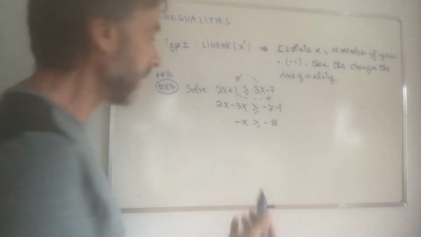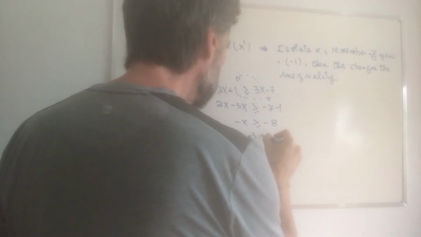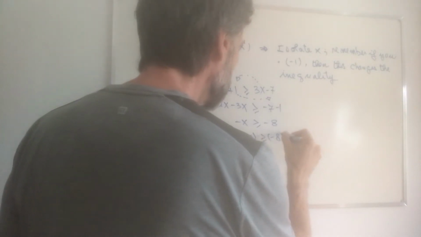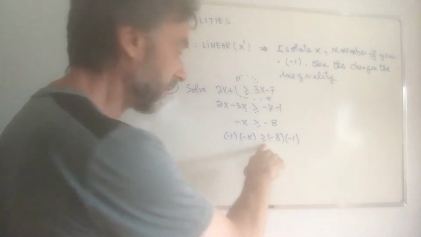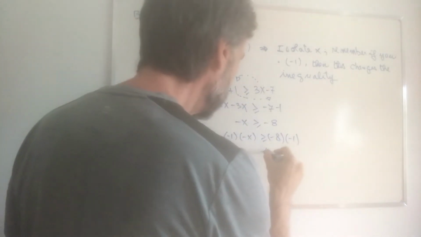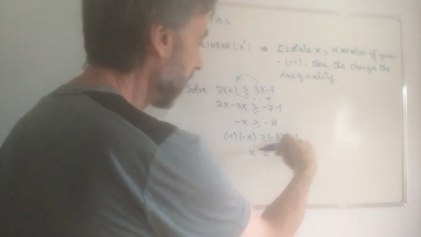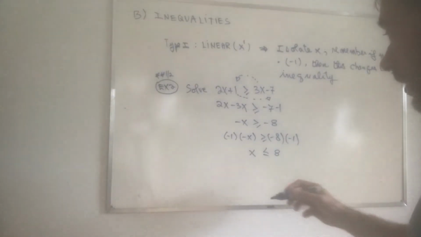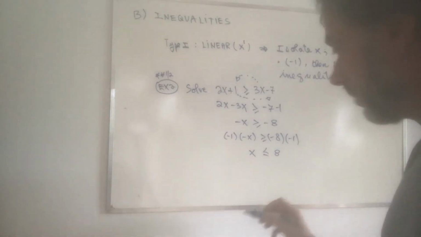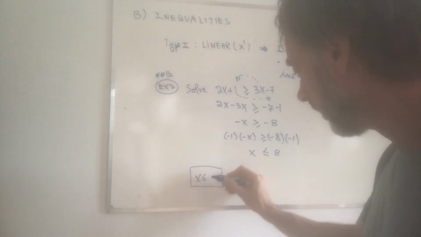Now I want to isolate x here, right? So I will need to multiply both sides by -1. But in doing so, remember the remark, this greater than or equal to changes to a less than or equal to. So -1 times -x is x, and -8 times -1 is 8. And we can actually leave this as our answer. We can put it in several ways. We can say that x is less than or equal to 8.